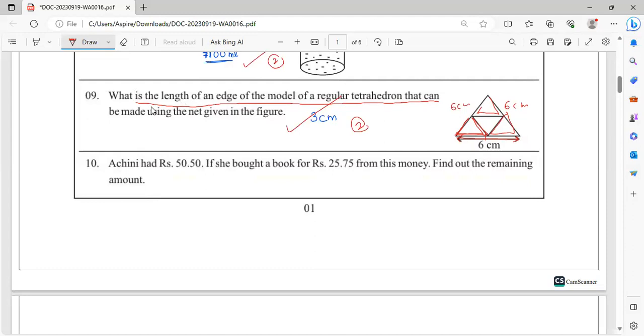10th one. Achini had 50.50 and she bought a book for 25.75 from this money. Find the remaining amount. This is relevant to the subtraction of decimal numbers. The price of the book and the money that Achini has are given in decimals. Okay. Then what you have to do is subtract 25.75 from 50.50. Okay. Then let's see how we do this.